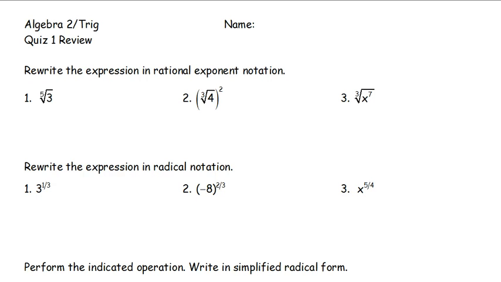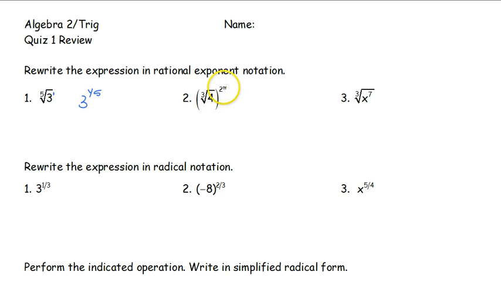Alright, today is going to be a review for the first quiz of the chapter. We're going to start with just some simple rewriting. So we have radical form. We want to take it from radical form and write it into rational exponent notation. So that just means write it as a fractional exponent. We have the fifth root of 3, which means that exponent there is 1. So this is 3 to the 1/5 power.